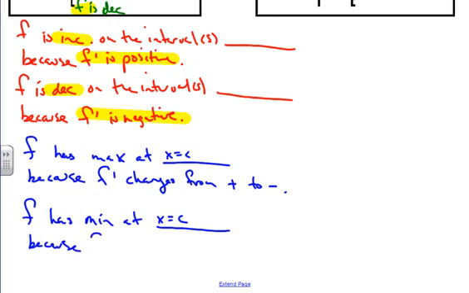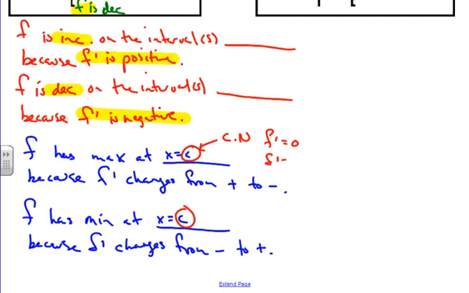Because f prime changes from negative to positive. All right. Once again, this C value right here is our critical point. So it is a critical number, a critical point that we have there. Okay? So at each one of these values, we're looking for the critical number. And remember, critical numbers, once again, are when f prime equals 0 or when f prime does not exist. And we want to figure out what sign change occurs when we have f prime.